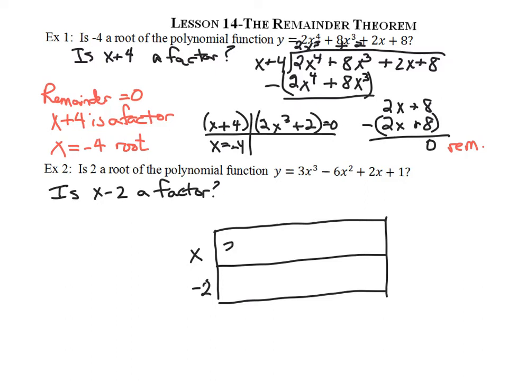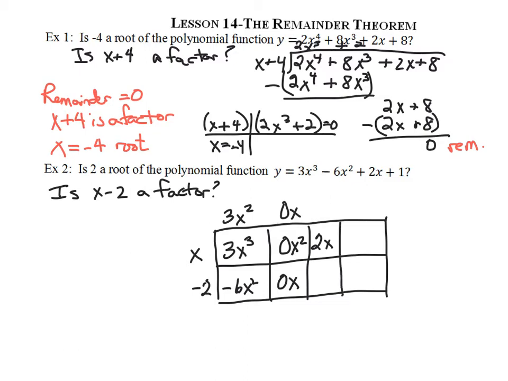So when I do that, I'm going to start with 3x to the third. So 3x to the third divided by x gives me a 3x squared. Multiply that by -2, and that's a -6x squared. Now I know that my diagonal here has to add up to -6x squared, which it does, so that tells me that I've got a 0x squared up here. So on top, 0x times x gives me 0x squared, and this is going to give me a 0x in that spot. Now this diagonal has to add up to 2x. So that tells me that I must have a 2x right here.